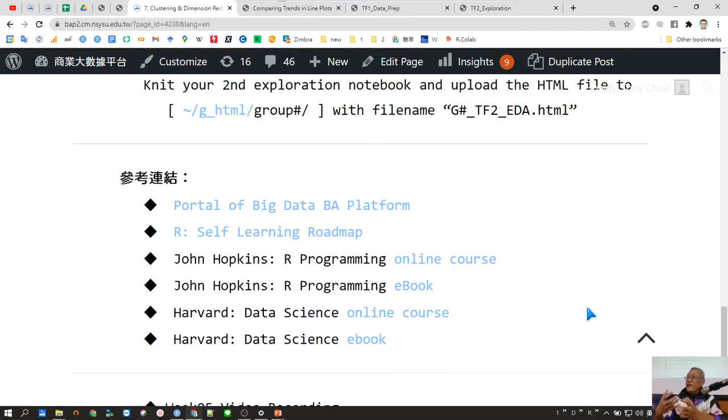So get together and start to do the exploration, because 2 weeks from now you will need to submit your midterm report, right?